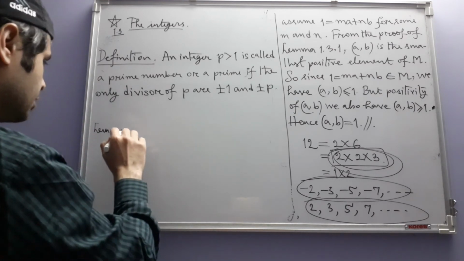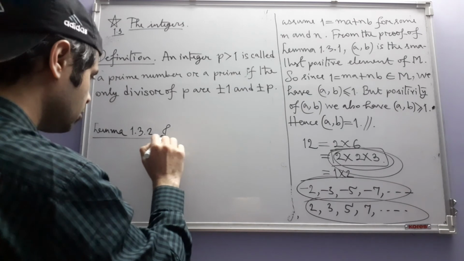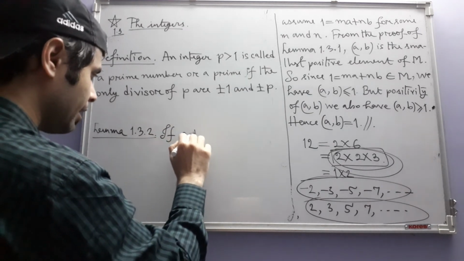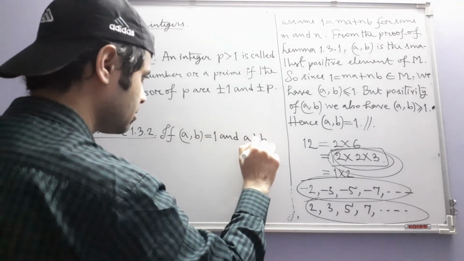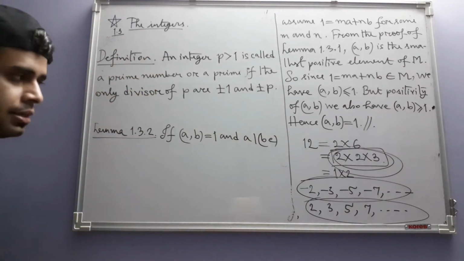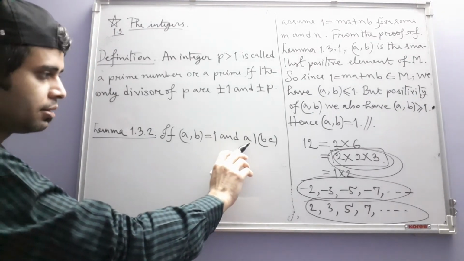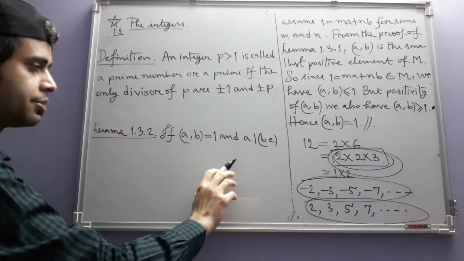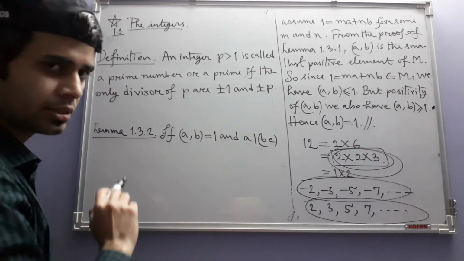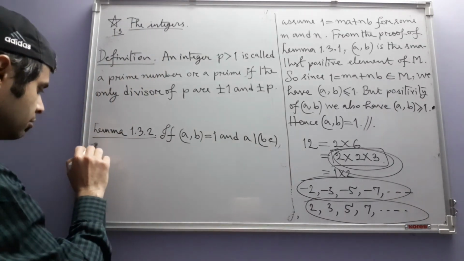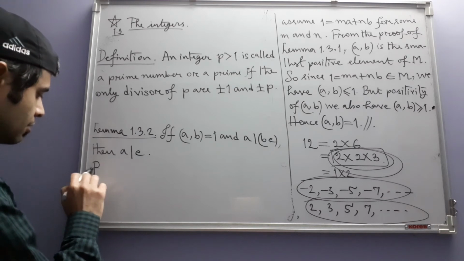Now this lemma is the second lemma in this section, so it's Lemma 132. If A and B are relatively prime and A divides the product BC, where A, B and C are integers, then the fact that A is involved in this divisibility relation, appearing on the left hand side, tells you that A is non-zero. Not just that: if A and B are relatively prime and A divides the product BC, then A has to divide C. Okay, and the proof is not very difficult.